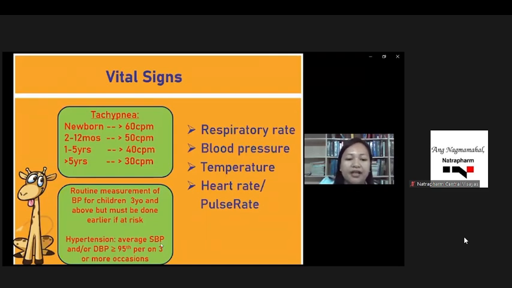So hypertension is defined as having an average systolic BP and diastolic BP more than the 95th percentile per age group on 3 or more occasions.